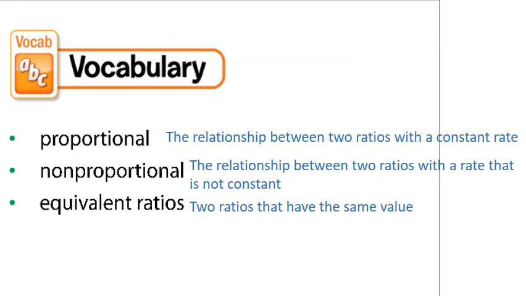The vocabulary in this lesson, first word is proportional. Proportional means the relationship between two ratios that have a constant rate. So that means that all of the ratios or rates are going to be equal to each other. Non-proportional is the relationship between two ratios with a rate that is not constant. So if you set up two rates and they are not equal, it's non-proportional. Equivalent ratios are two ratios that have the same value.